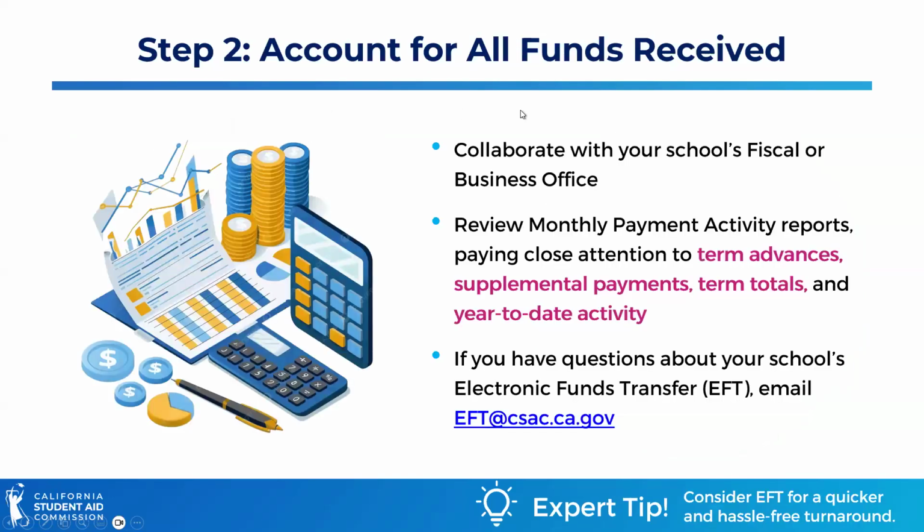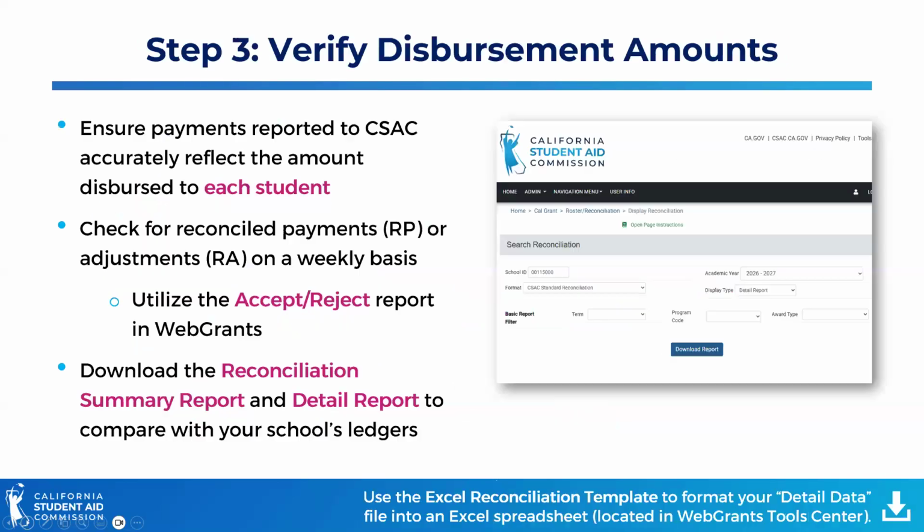Next, we want to make sure that all funds that were received are accounted for. So again, those are either advanced funds, which in 25-26 we didn't do. So we're operating on simply supplemental funds. So every time a school reports a payment, that payment is going to be sent electronically from our state controller's office. And you would review that on the monthly payment activity report. That's where you're going to see all of those advances or supplemental payments from the state controller's office. And if you have any questions about the EFT process, you can certainly reach out to this email address here.